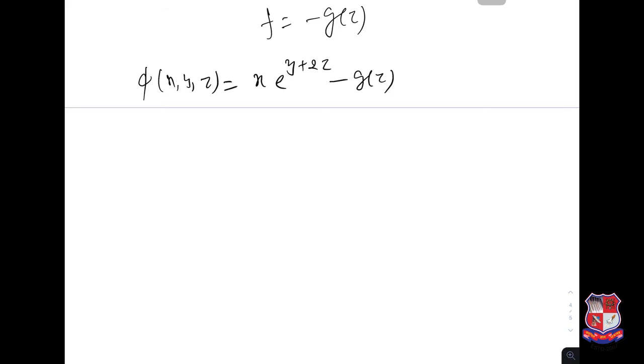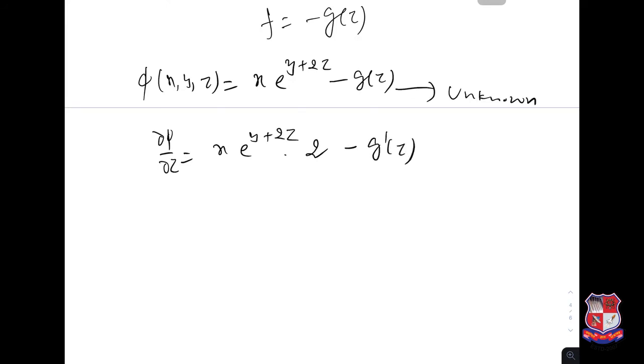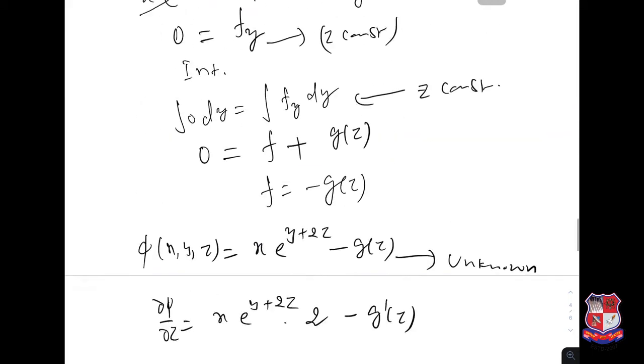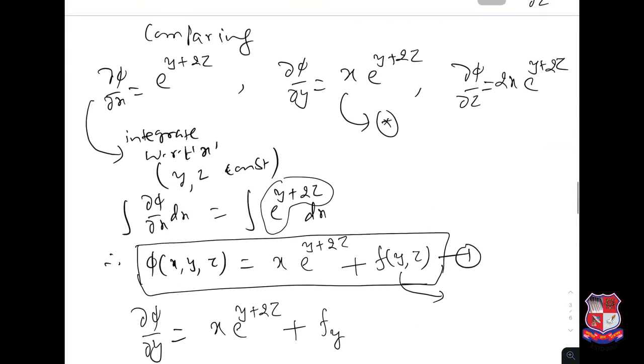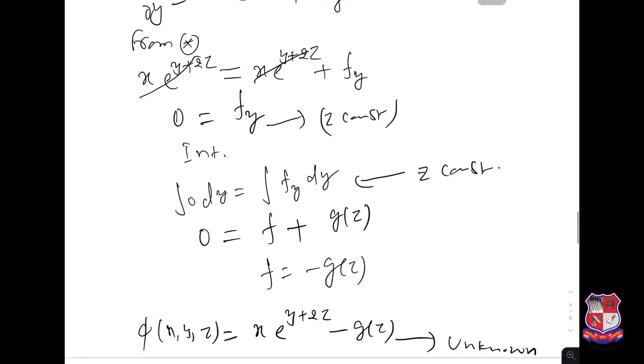Now we take the derivative with respect to z. Still this g(z) is unknown, so that unknown we need to find out. So take the derivative with respect to z, so that is x e power y plus 2z into 2 minus g dash z, and here we are having del phi by del z. So that we use the 2x e power y plus 2z.